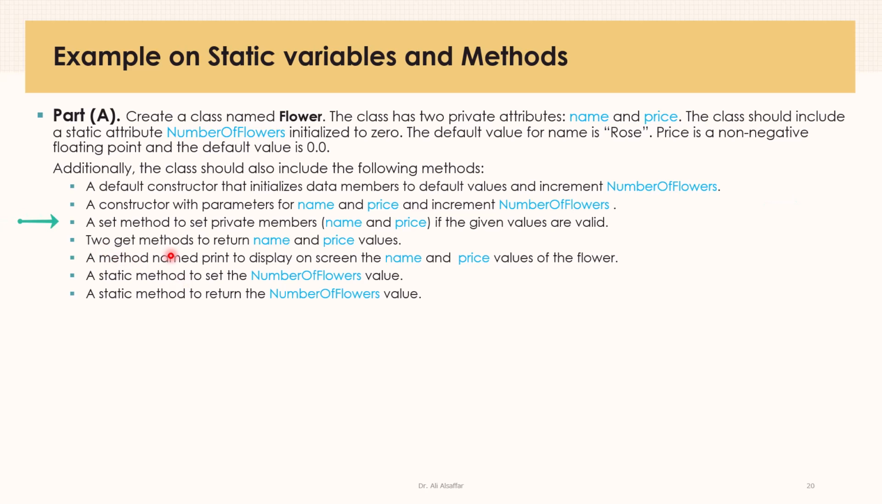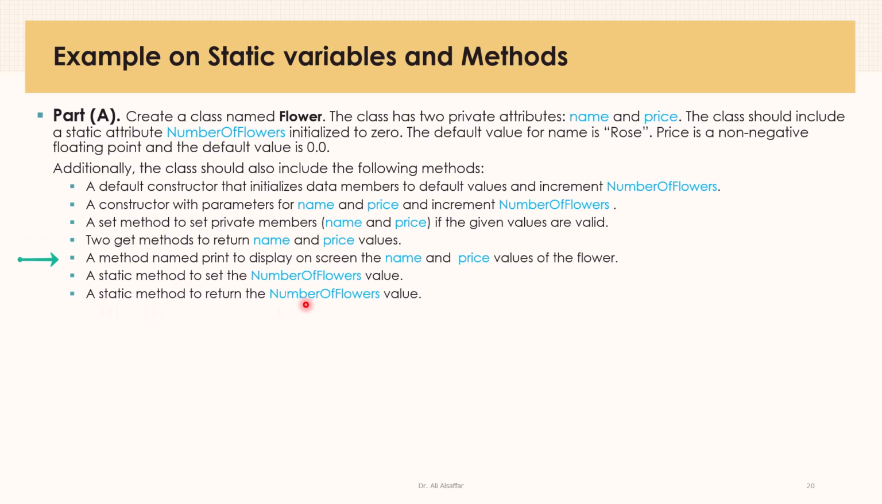Also, we need a set method to set both members, name and price. And if the given values are invalid, for example, if the price is given negative, then we need to keep the previous price unchanged. Also, we need to write two get methods, one for returning the name and one for returning the price. So here we don't have two separate setters. We have one set that will set both data members, name and price, but for getters we have two separate get methods, one for name and one for price.